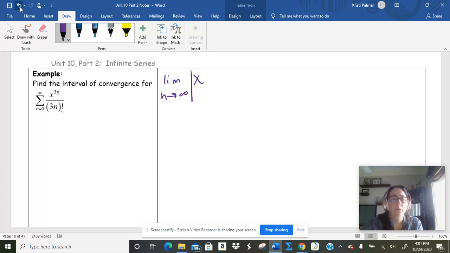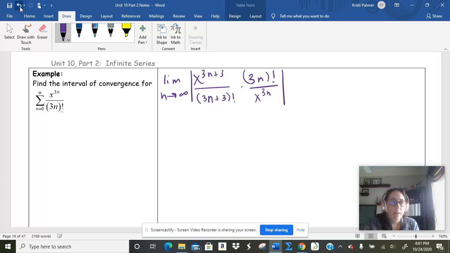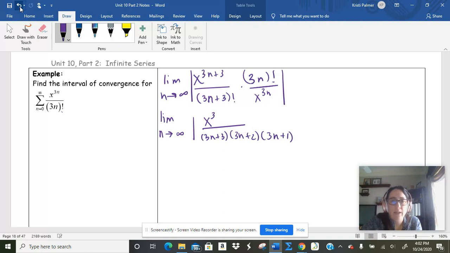I'm going to go ahead and distribute when I plug in my n plus 1. Same thing down here. And let's rewrite that. Okay, 3n plus 3, 3n plus 2, 3n plus 1, and then I finally get to that 3n where they would cancel with the factorials.